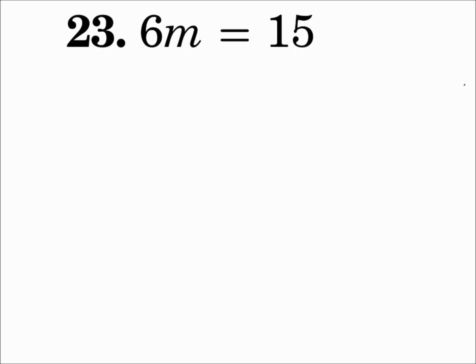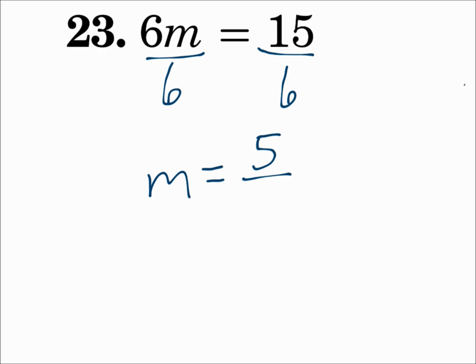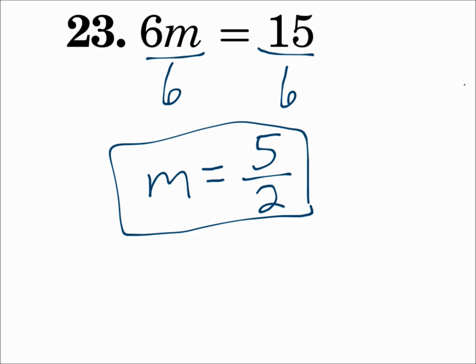Number 23. 6m equals 15. That's 6 times m. Do the opposite and divide both sides by 6. 6 divided by 6 is 1, and 1 times m is m. 15/6 reduces. They're both divisible by 3. That reduces to 5/2.